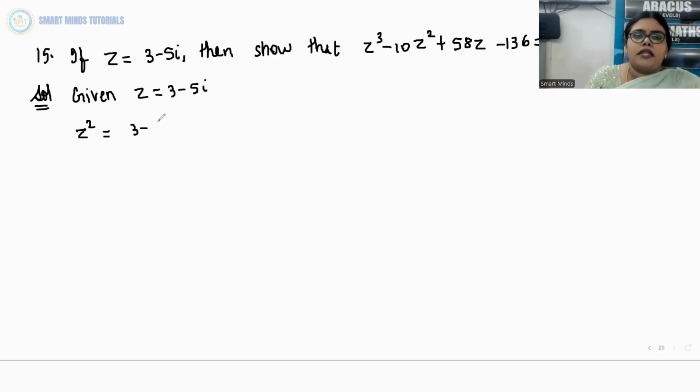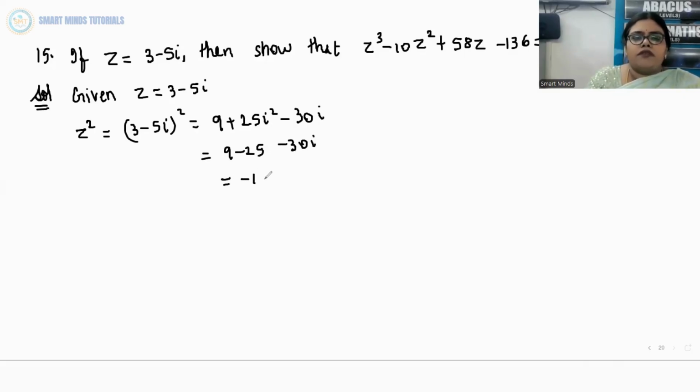z² is (3 − 5i) whole square. Now apply the (a − b)² formula. So a² is 9, b² is 25i², minus 2ab is 30i. Now we will take i² as −1. So 9 − 25 − 30i. 9 minus 25 is −16 − 30i. This is z². Now how do you get z³?